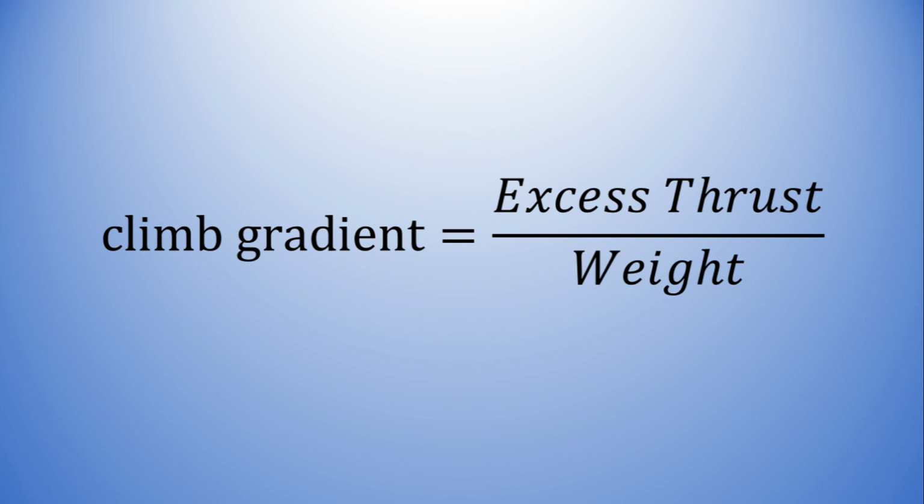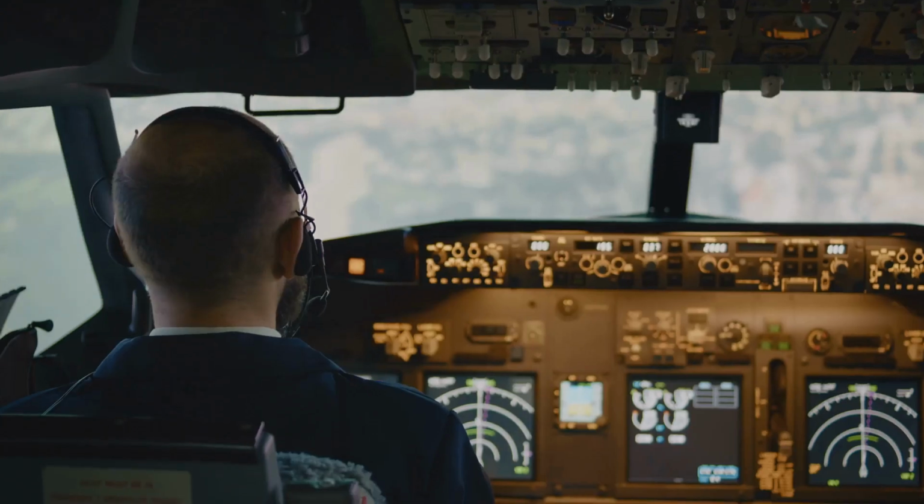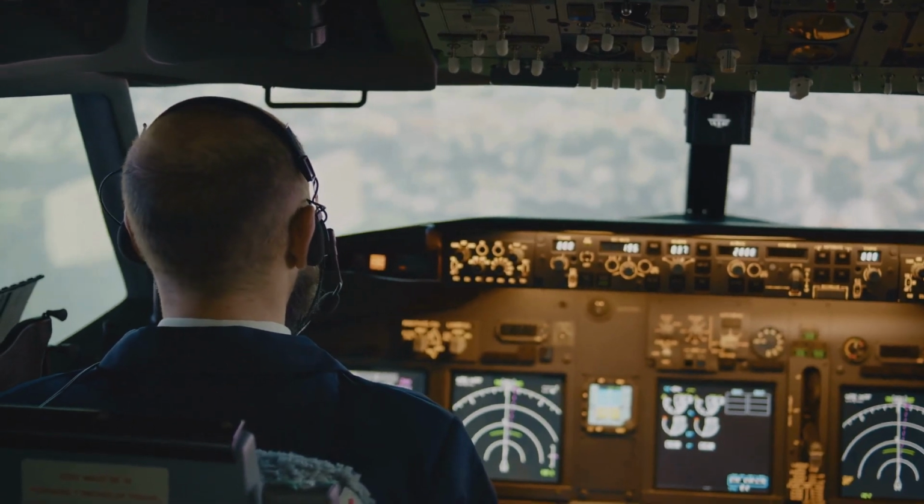VX is the speed where thrust minus drag is maximized to achieve the biggest possible gradient. This also implies that various factors, such as aircraft weight, atmospheric conditions, and engine performance can influence the actual climb gradient achieved. For jets, VX will be close to the speed for minimum drag, and for props it will be close to 1.1 times the stall speed. Let's have a closer look at these factors.